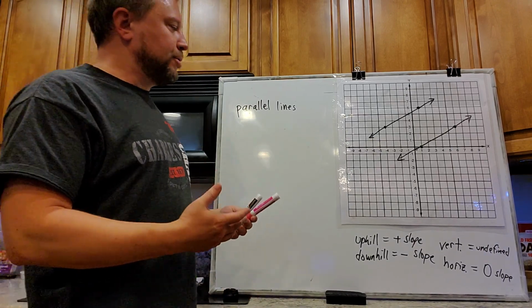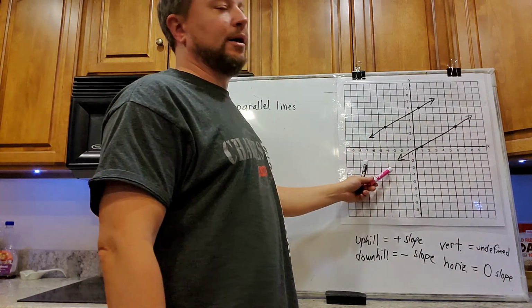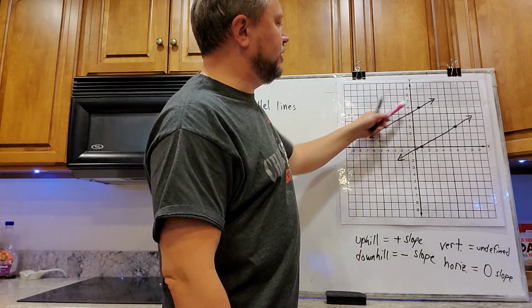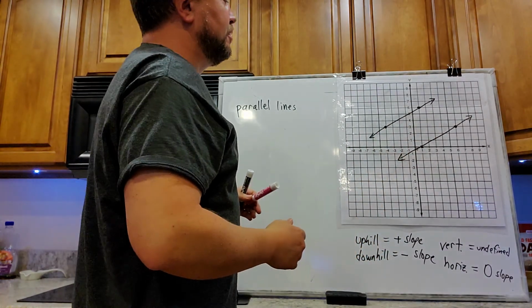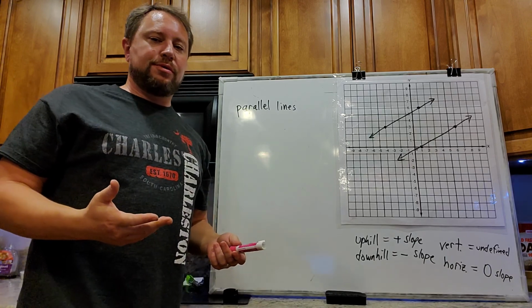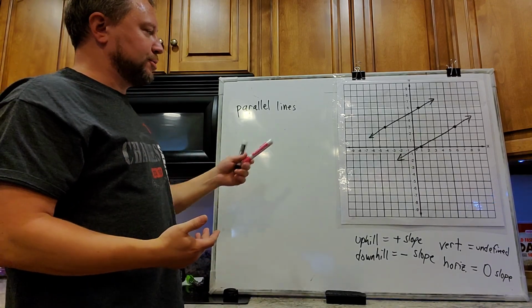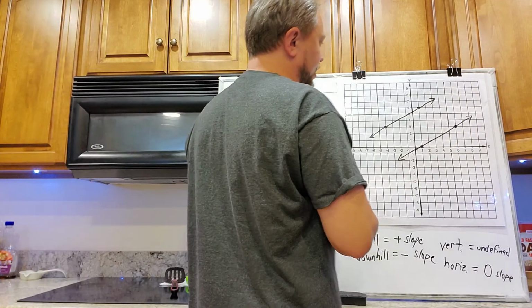All right, now pictured up here, you can see I have drawn a couple of lines that are parallel. Okay, they're running in the same direction. We know that parallel lines would never intersect. And when it comes to their slopes, there is something true about their slopes when you have parallel lines. So let's take a look at them.